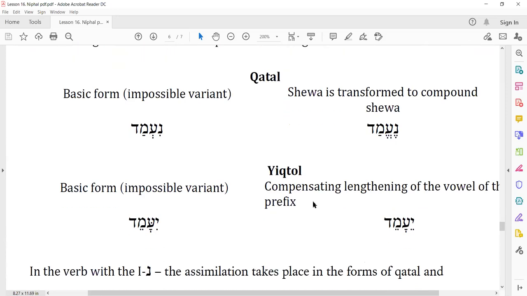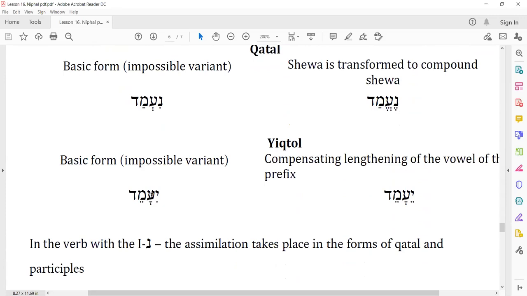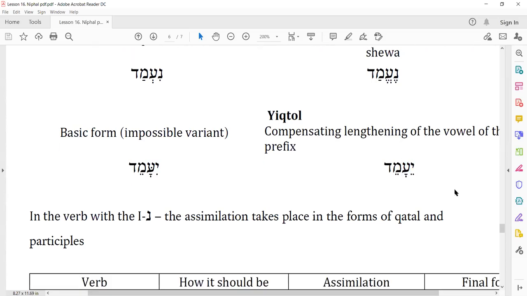Yiktol. In yiktol, the same problem, but the problem is that the first consonant cannot take dagesh, and in this case we have a compensation, and this compensation is the lengthening of the vowel of the prefix. Do you see this dagesh goes to the prefix, ye-a-met. And in this case, I look at the vowel, kametz. Kametz will help us to identify that this is yiktol of Niphal.